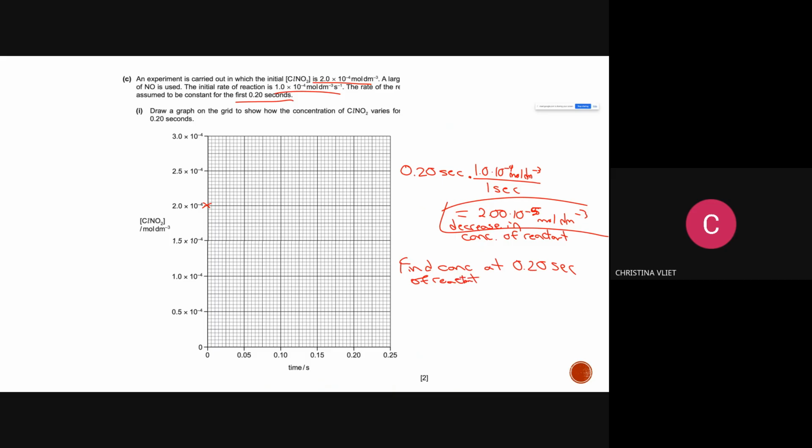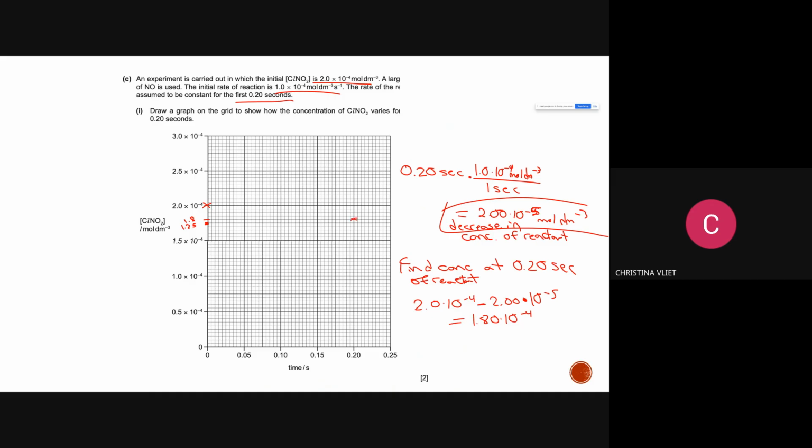So then this would be 2, and these numbers are kind of gross. 2 times 10 to the negative 4 minus 2 times 10 to the negative 5. I definitely suggest doing this in a calculator, and some of you may want to do it in your heads, I don't know. I get 1.8 times 10 to the negative 4. Can that be put on this graph? Where? This is 1.75, so this must be 1.8 right there. So at 0.2, it's 1.8, so right there.